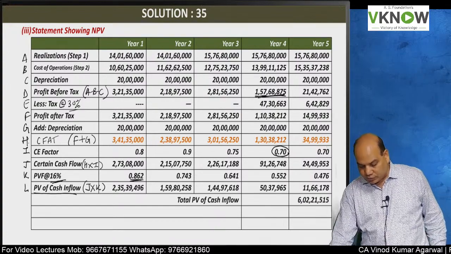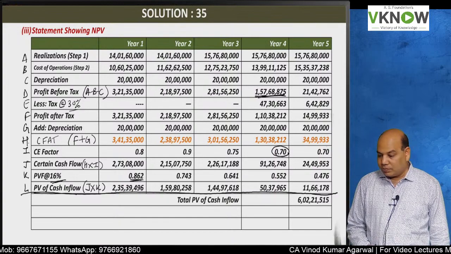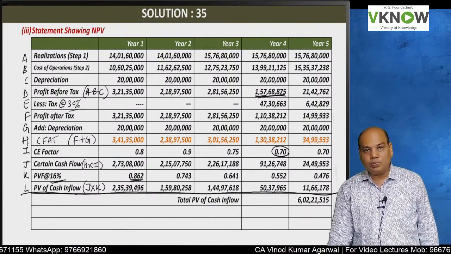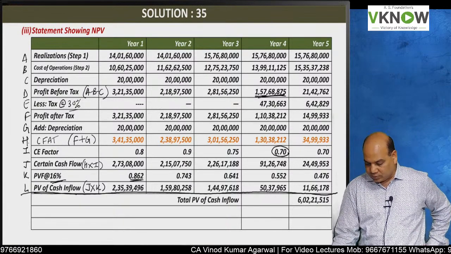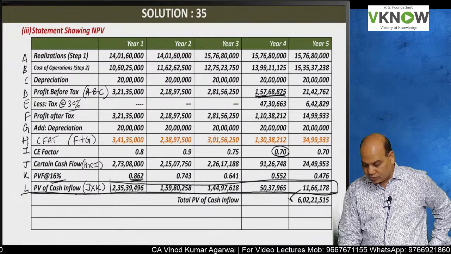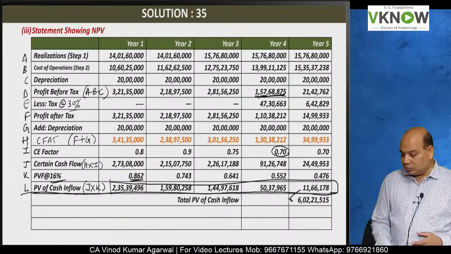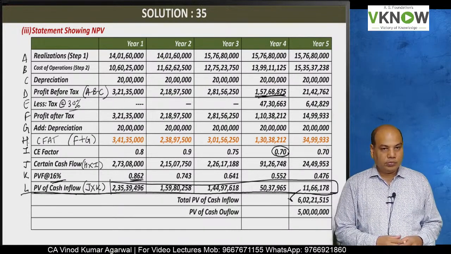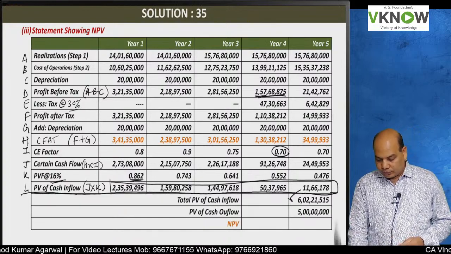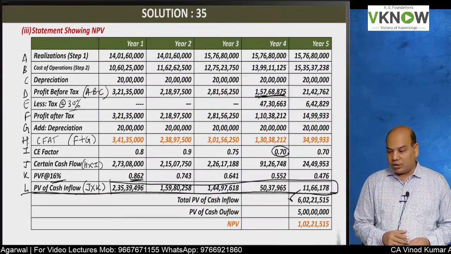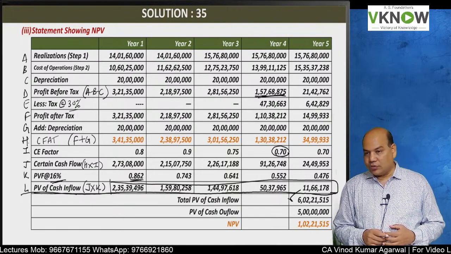Now take the total. First draw one line completely here. This table is over. And now below the table, write down total PV of cash inflows: 6,02,21,515. Wait a minute. First confirm that this total is equal to this amount. Memory recall. Confirm please, then I'll go ahead. This is right. Very good. Less PV of cash outflow, 5 crore. Therefore NPV will be 1,02,21,515.